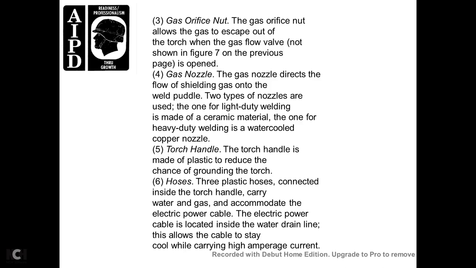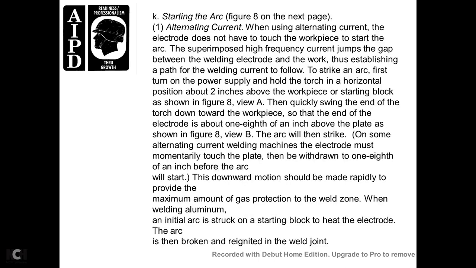Five, the torch handle. The torch handle is made of plastic to reduce the chance of grounding the torch. Six, the hoses. Three plastic hoses connected inside the torch handle carry the water and gas and accommodate the electric power cable. The electric power cable is located inside the water drain line. This allows the cable to stay cool while carrying high amperage current.